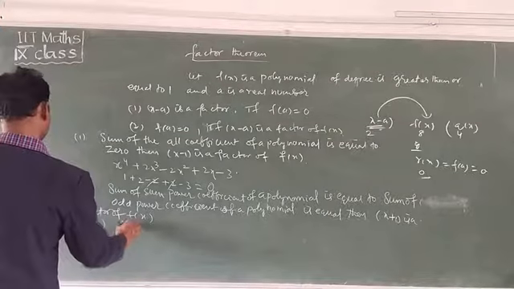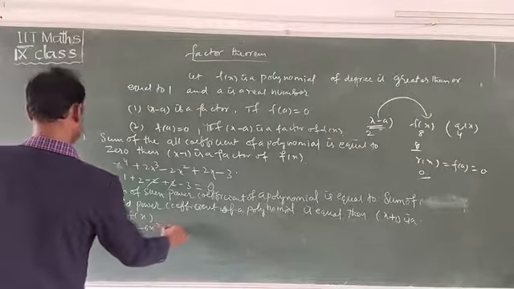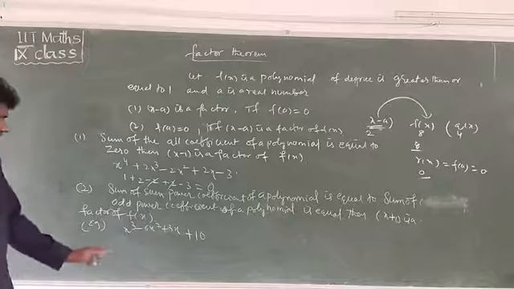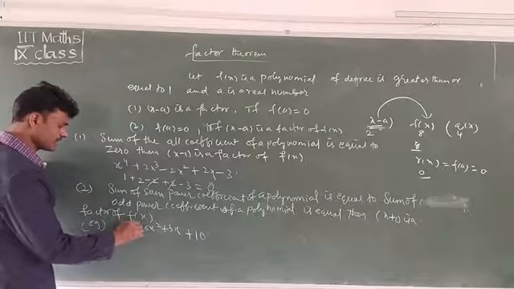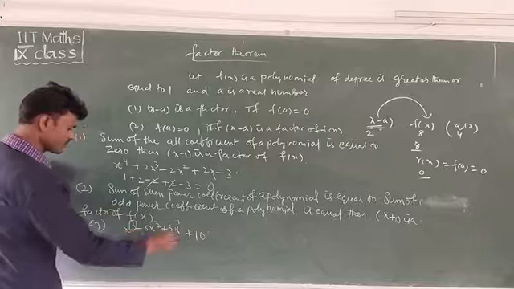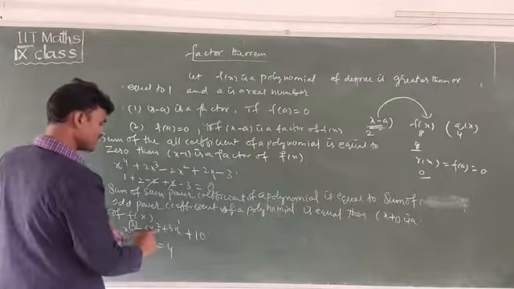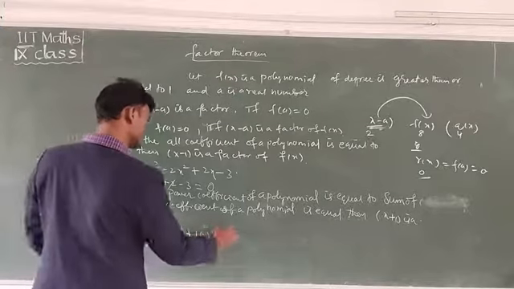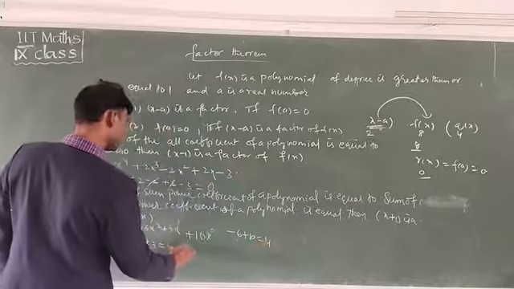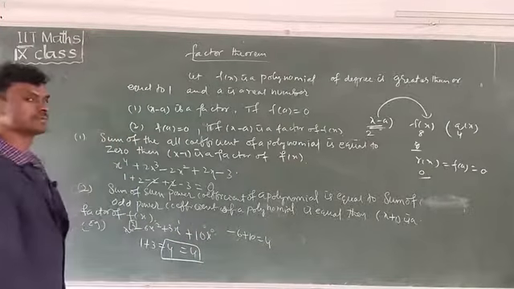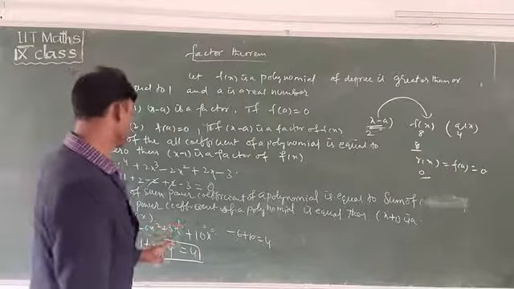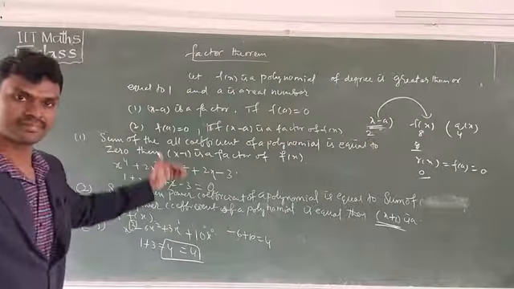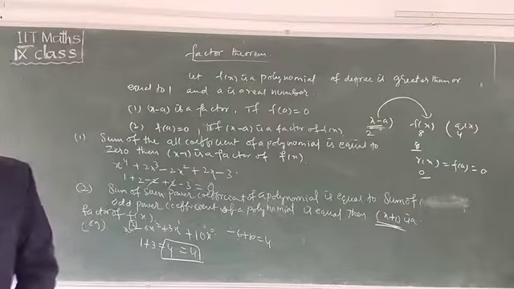For example, x cube minus 6x square plus 3x plus 10 you can take. See here, odd powers: this is power 3, this is power 1, so 1 plus 3 is equal to 4. Now even powers: power 2 and power 0, so minus 6 plus 10 is equal to 4. Both the even and odd coefficient sums are equal, so x plus 1 is a factor of this polynomial. Note this down a little bit, then we will discuss the synthetic division method.